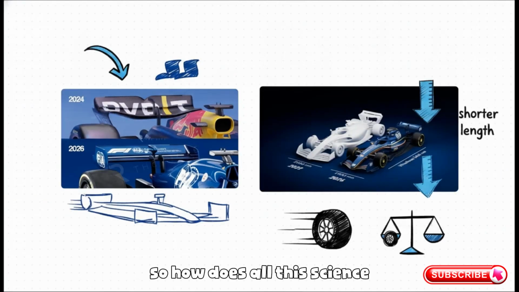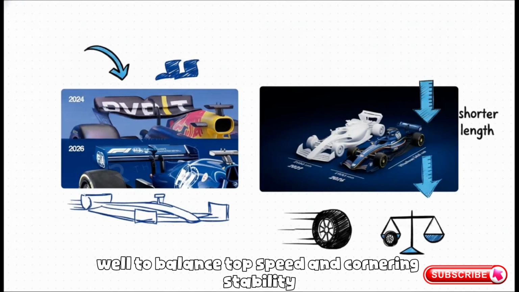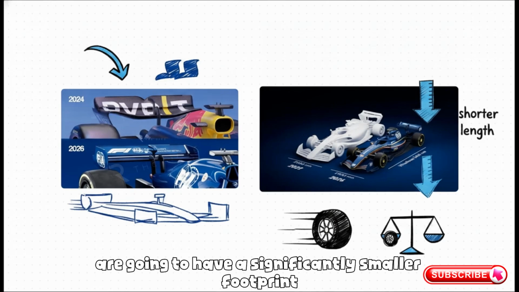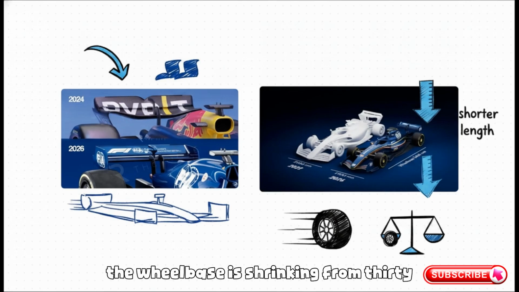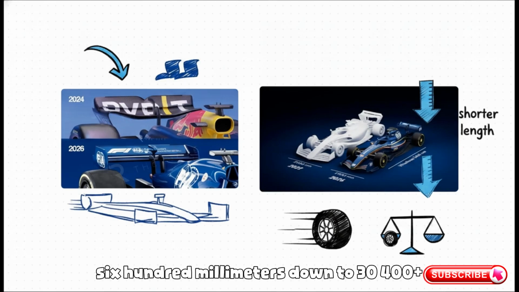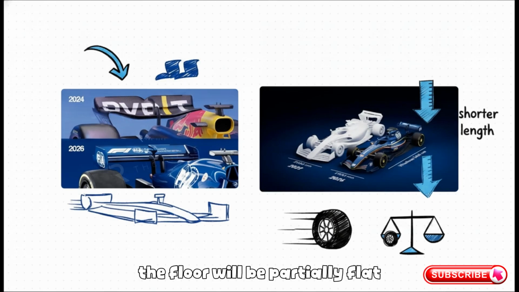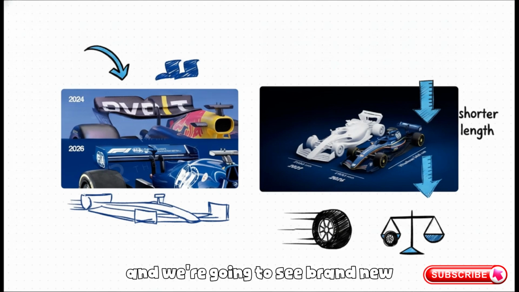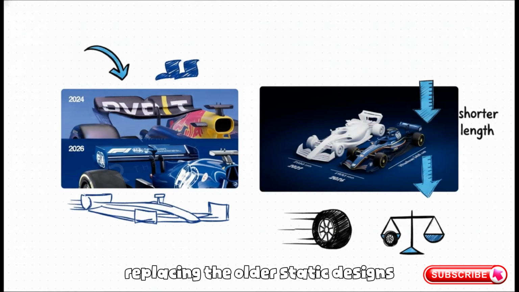So how does all this science build into the car of the future? Well, to balance top speed and cornering stability with the new hybrid engines coming in, the 2026 cars are going to have a significantly smaller footprint. The wheelbase is shrinking from 3,600 millimeters down to 3,400. Plus, the floor will be partially flat to intentionally limit that powerful ground effect, and we're going to see brand new 3-segment active rear wings replacing the older static designs.